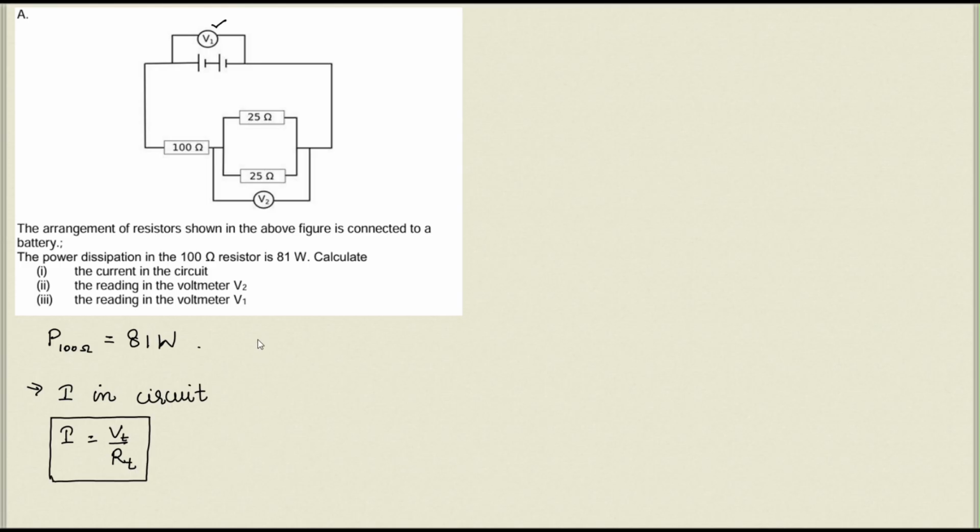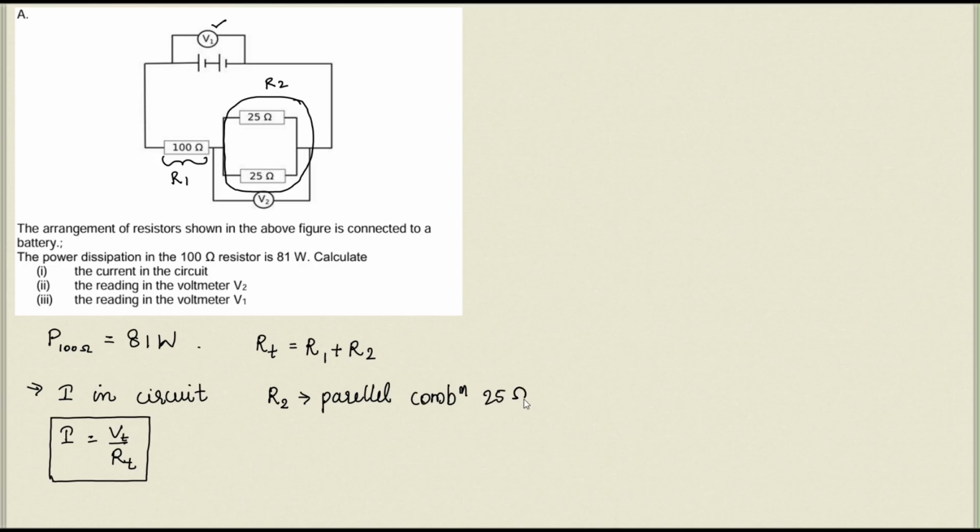So total resistance in the circuit RT, how we can find it? It is basically this 100 omega resistor, if we take it as R1, and these two 25 omega resistors together, its combination, if I am taking it as R2, they are in series. So R1 plus R2 I can take, right? But this R2 itself is a parallel combination. So first we have to find what is this R2. R2 is basically a parallel combination of these two 25 omega resistors. So I am going to find that R2 first.